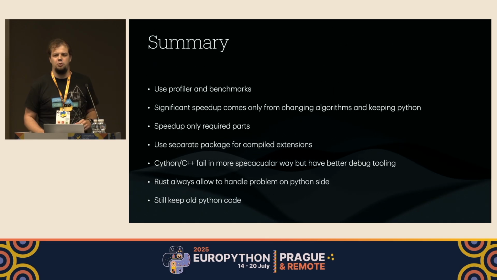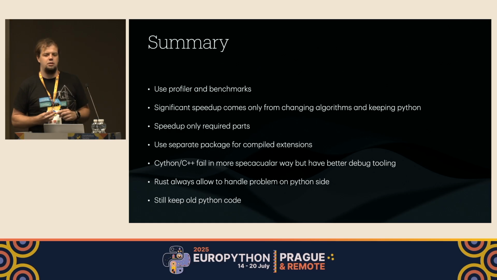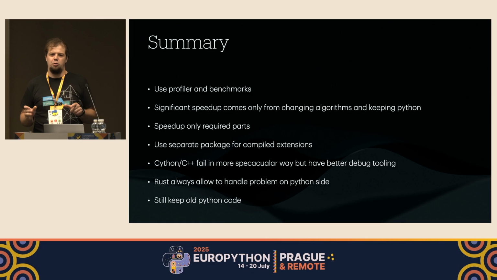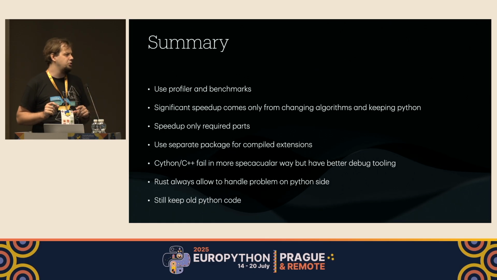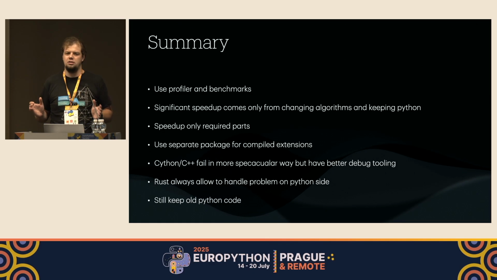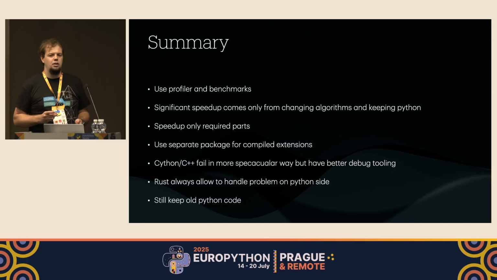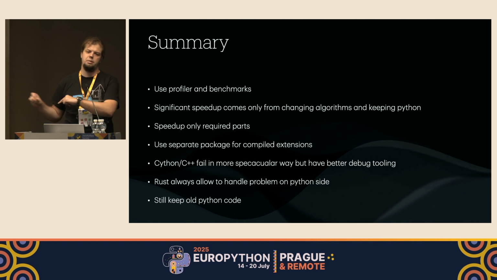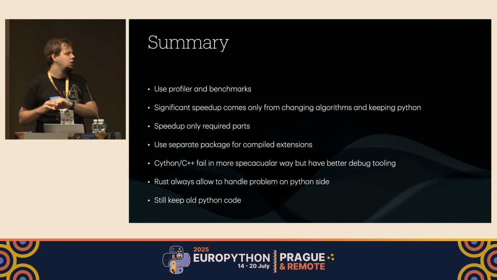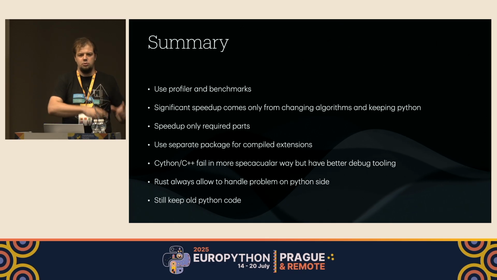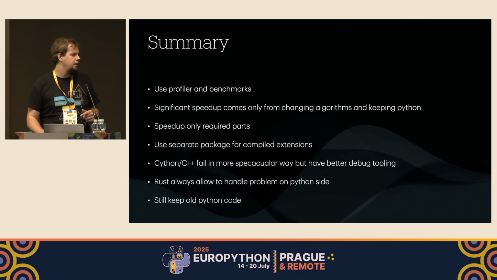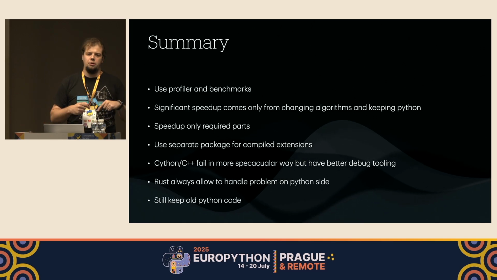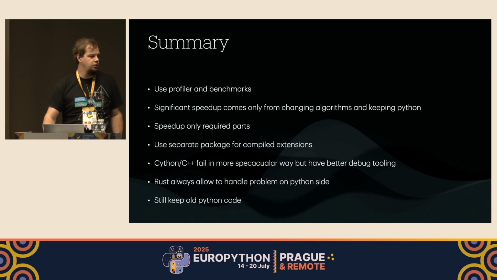So, summary: use a profiler and benchmarks. First change the algorithm, then change the technology. Speed up only required parts. We only rewrote a small part of the project. Our project is still over 100,000 lines of Python. If you would like to start compiling, don't put the compiled extension in your big project. Use a separate package, because you more often would like to modify the Python project than the other one. Okay, Cython is more spectacular, but in our experience Rust has better tooling to understand, and better integration with GDB.